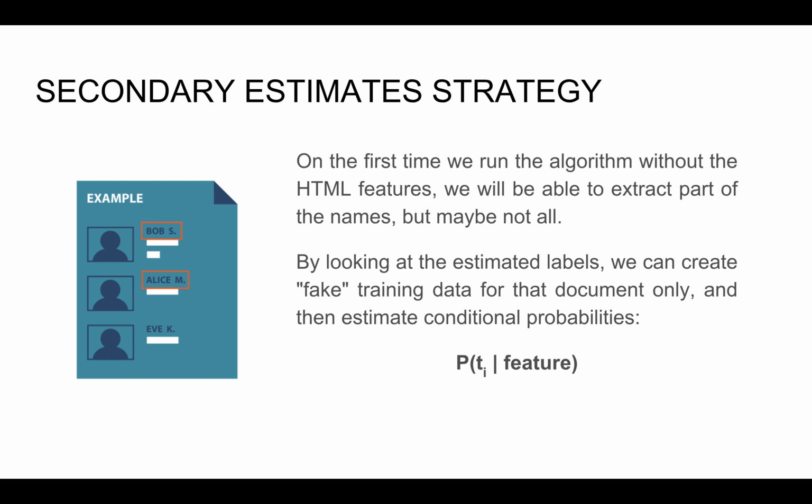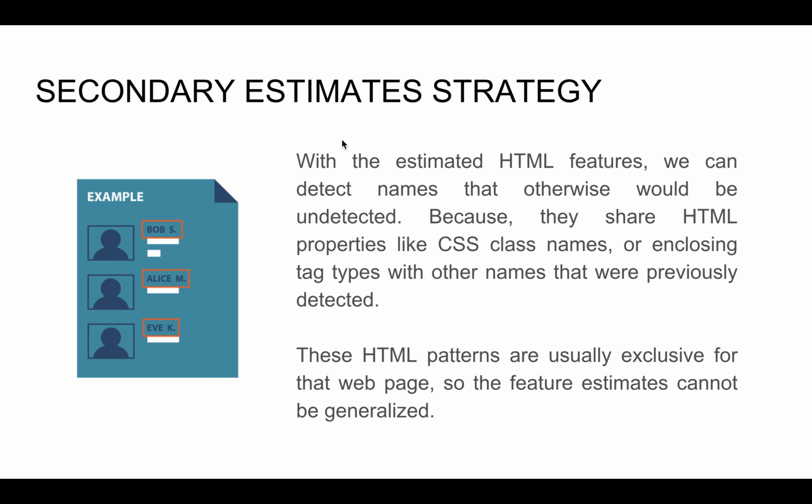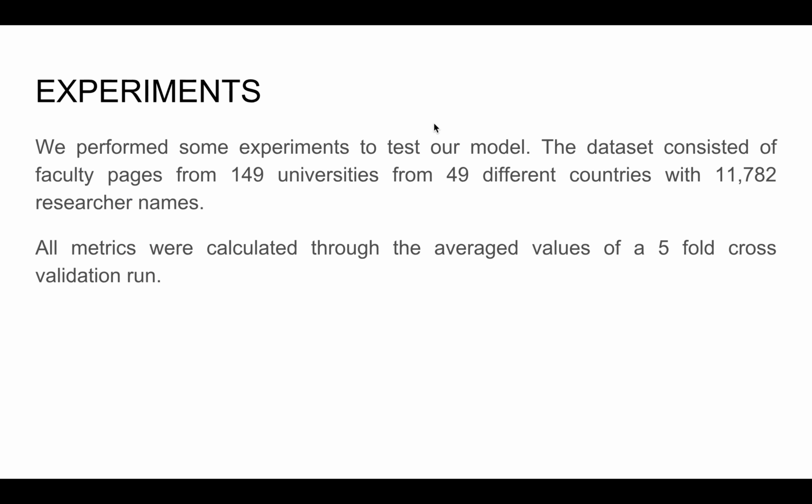By looking at the estimated labels, we can create fake training data for that document only, and then estimate conditional probabilities, such as the ones we obtained before. With the estimated HTML features, we can detect names that otherwise would be undetected, because they share HTML properties like CSS class names or enclosing tag types with other names that were previously detected. These HTML patterns are usually exclusive to that web page, so the feature estimates cannot be generalized.